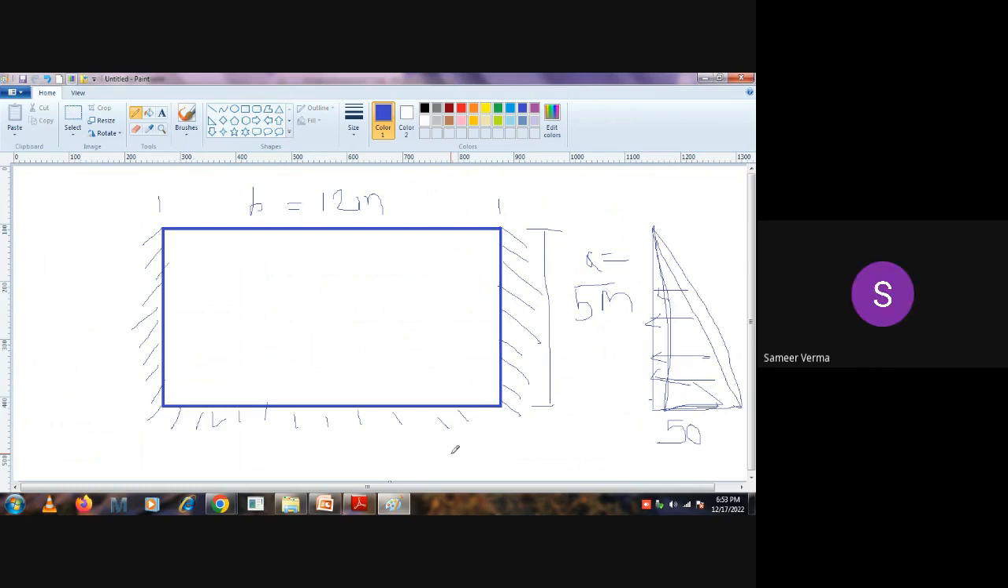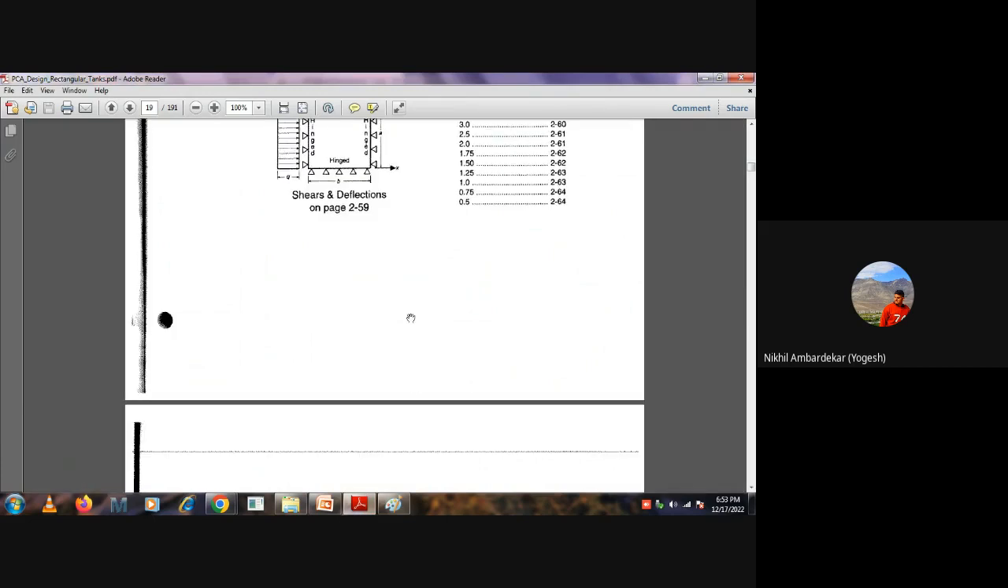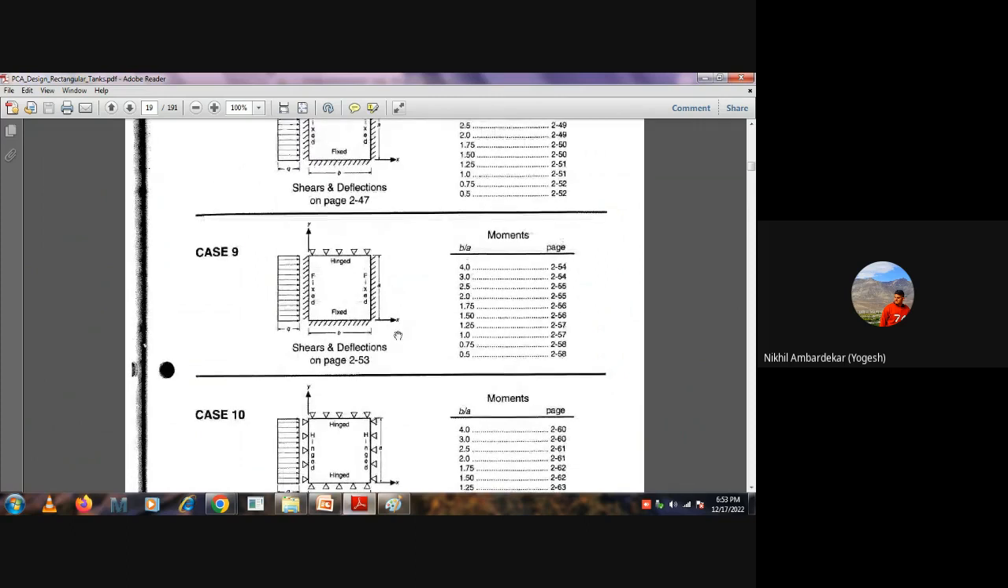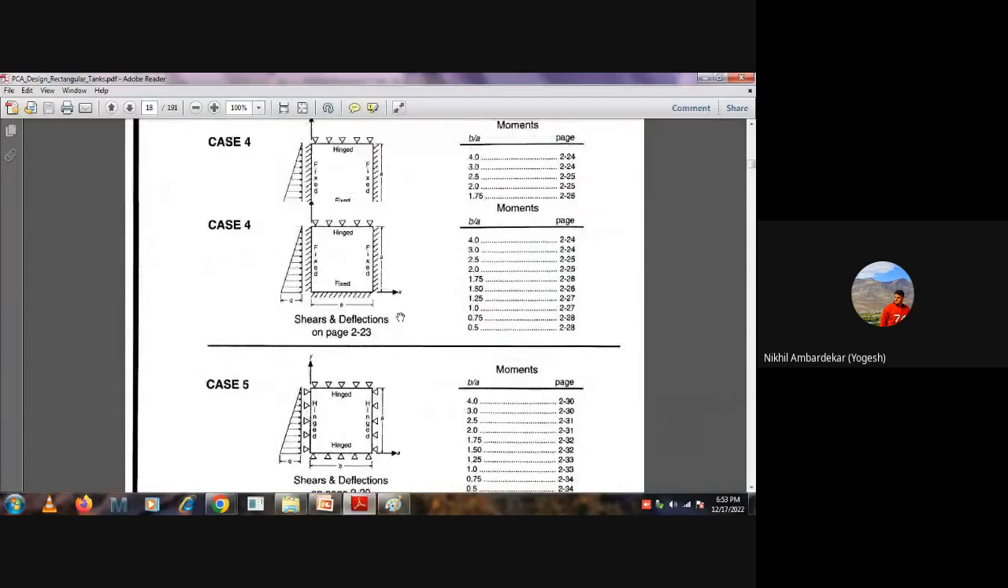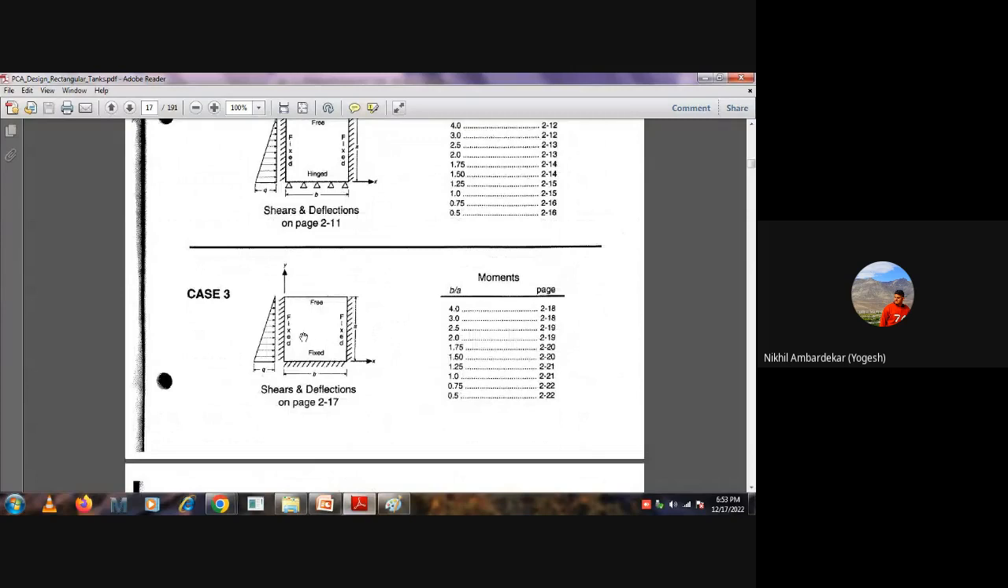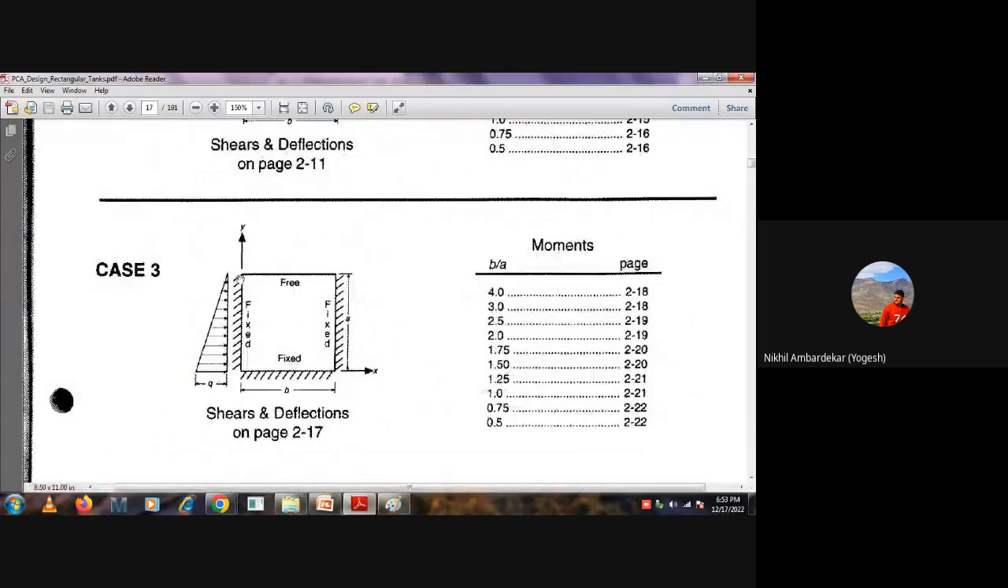Yes, sir. Okay, so our first task now is to find the aspect ratio based on this support condition. I will go directly again to the PCA tables. I don't want to go with the rectangular loading pattern because I am calculating my bending moments for the triangular pressure. So I will directly start with this. Is this our case? Case number 3, 3-side fixed, top is free with triangular pressure, correct?